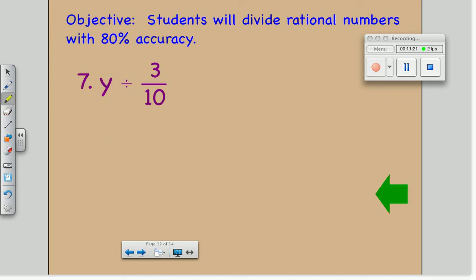y divided by 3/10. Change y to a fraction. y over 1. Change division to multiplication. Change 3 over 10 to 10 over 3. And multiply. y times 10 is 10y. 1 times 3 is 3. That's your answer.